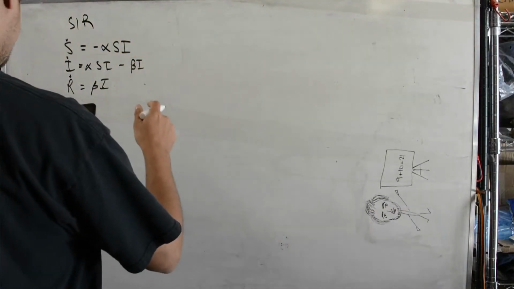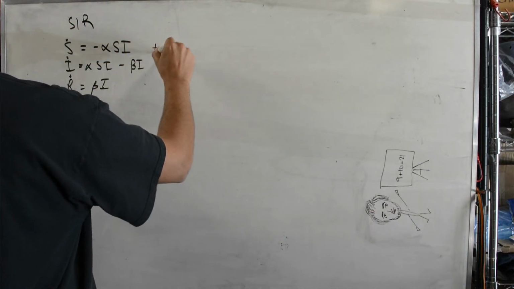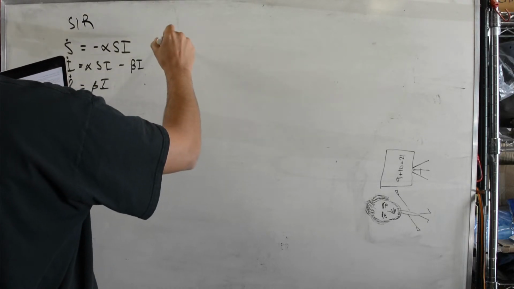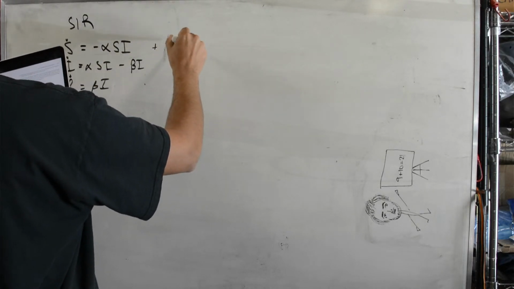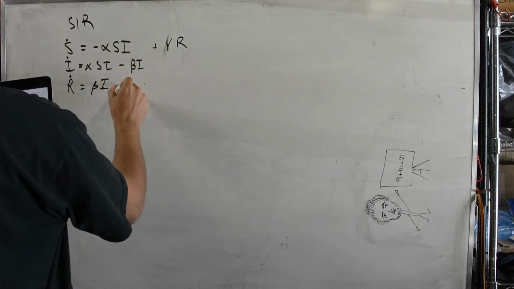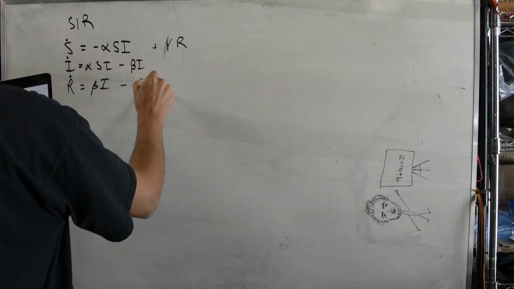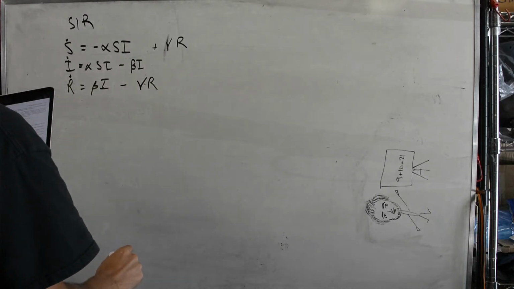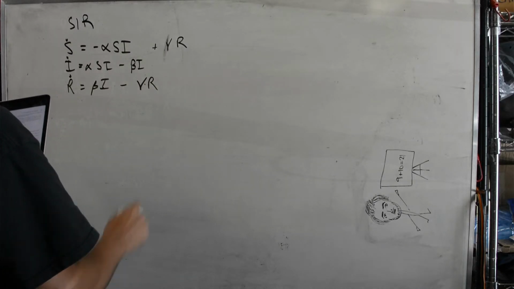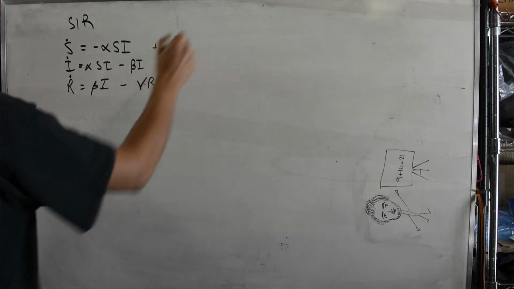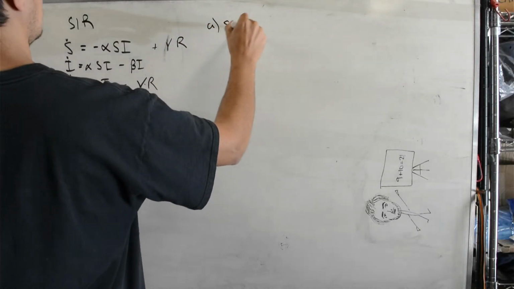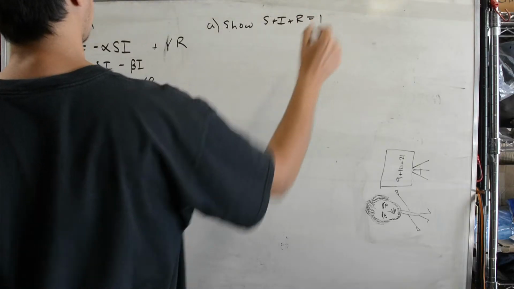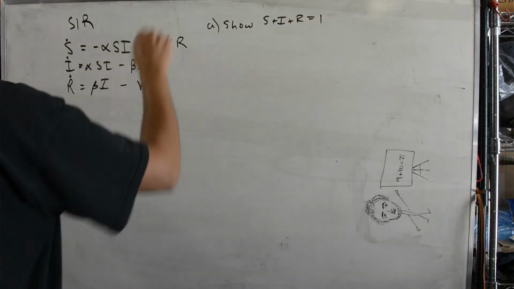So we're modifying the SIR model to have a gamma. I can never write my gammas right. Gamma R. And then this is going to be minus gamma R. Okay, so we want to show part A: show that S plus I plus R is still equal to 1.